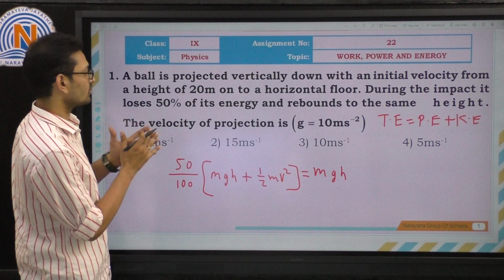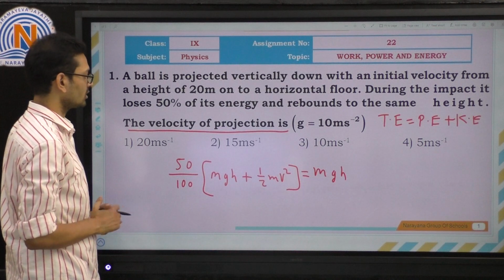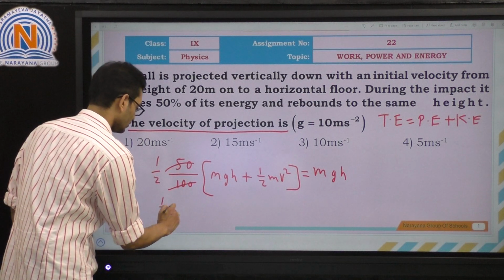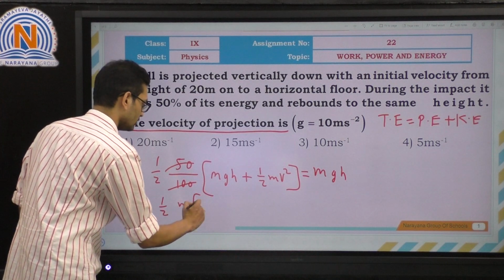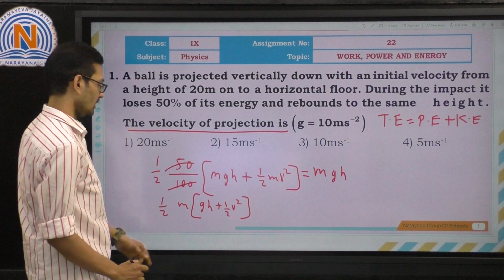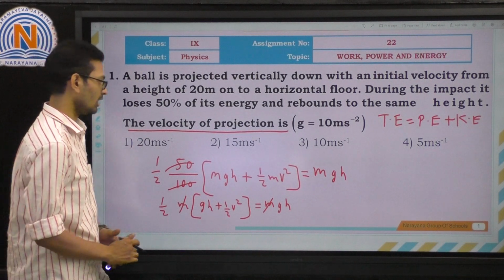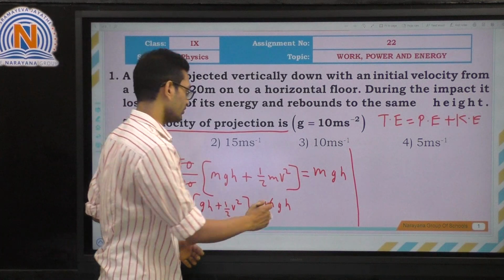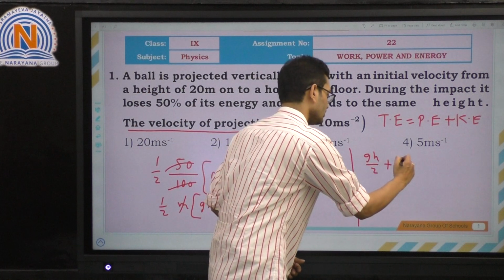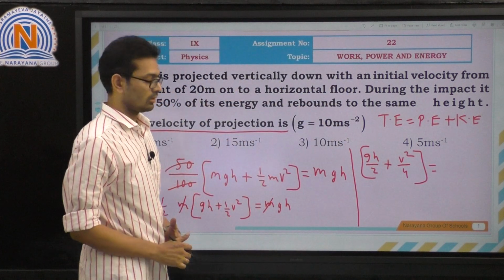What we need in this question is the velocity of projection. If you want to calculate the velocity of projection, you will get 1 by 2 into, you take m common, you will be left with gh plus half v square, and that is equal to mgh. Let us cancel m and m. You will be left with half, that is gh by 2 plus v square by 4 is equal to gh.